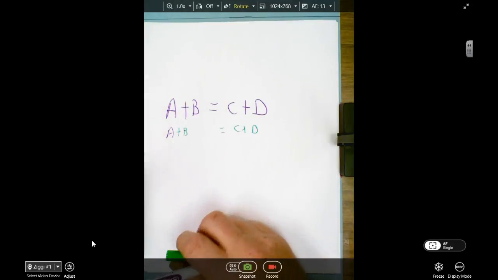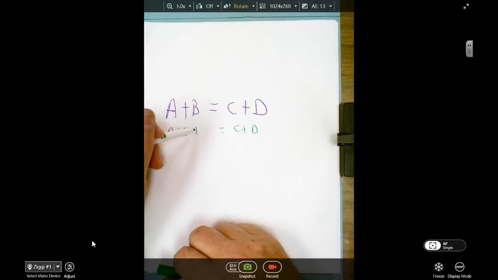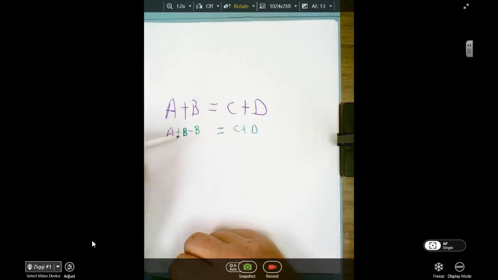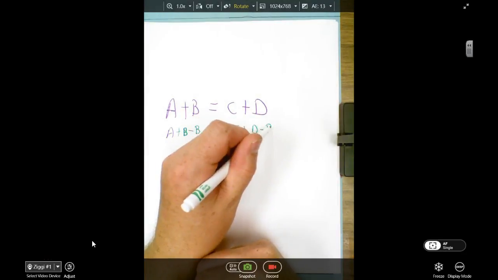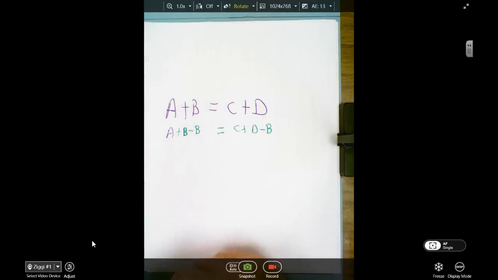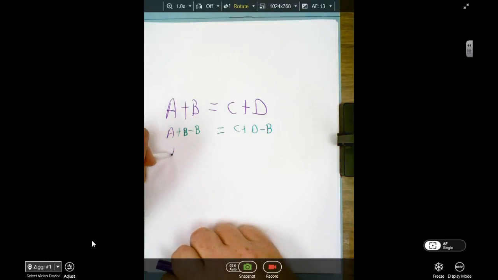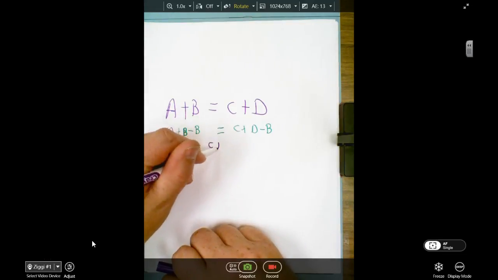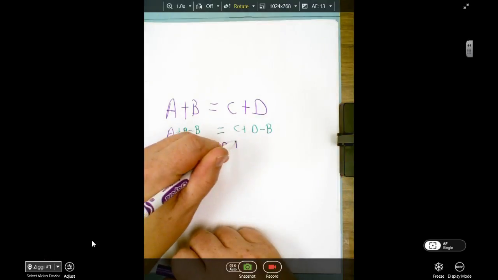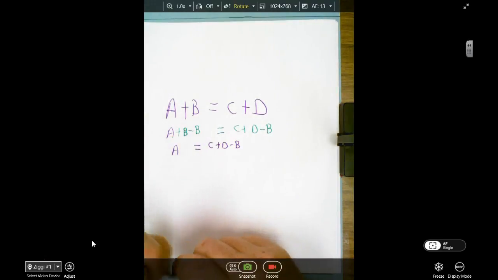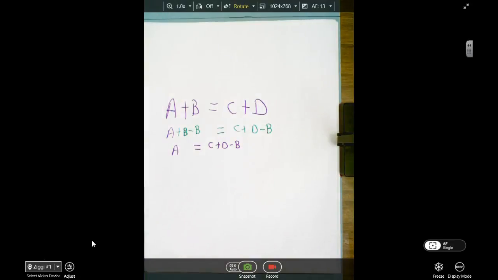Now what I want to do is subtract out the thing I want to get rid of. Since I'm looking to get rid of B on this side, I subtract it out. But the rules say whatever I do to one side, the left, I have to do to the other side, the right. So since I subtracted a B here, I have to subtract a B here. Then I just come along and figure out, oh, I have A, and B minus B is nothing. This becomes equal to C plus D minus B. So that's what A is equal to. And you can rearrange the letters any way you like, but it's always the same sort of process.